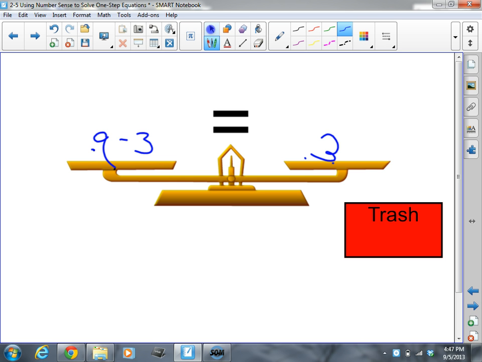4 minus 3 would only be 1. If q were 5, it would only be 2. Ooh, if q were 6, then 6 minus 3 equals 3, and it's a true equation. So you see, I use my mental faculties to solve this equation.